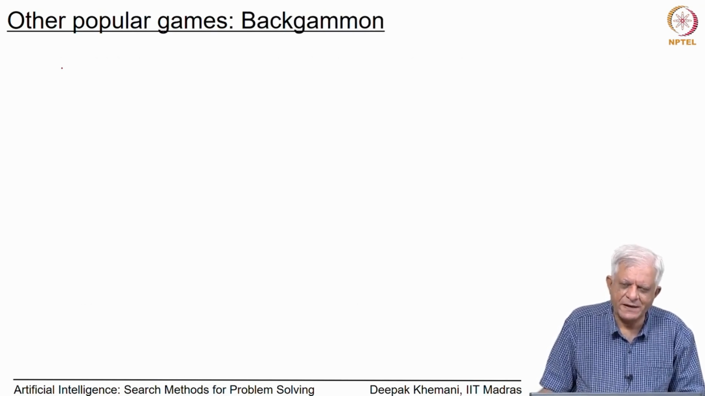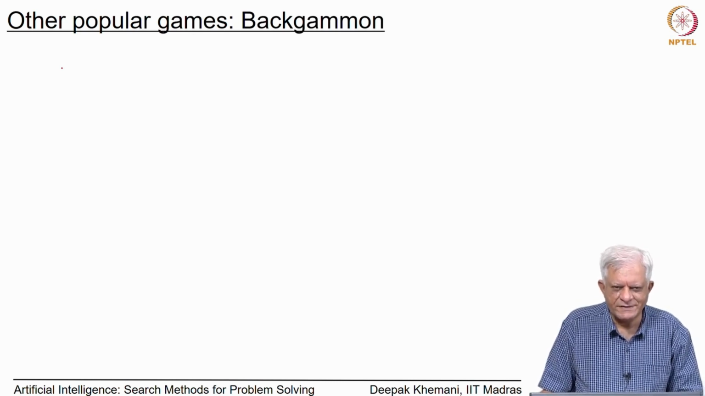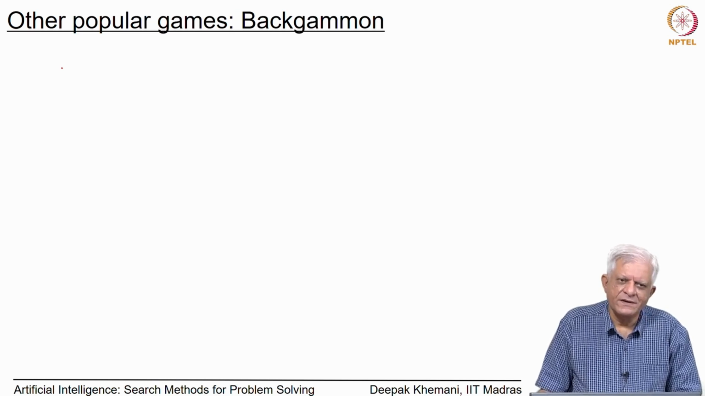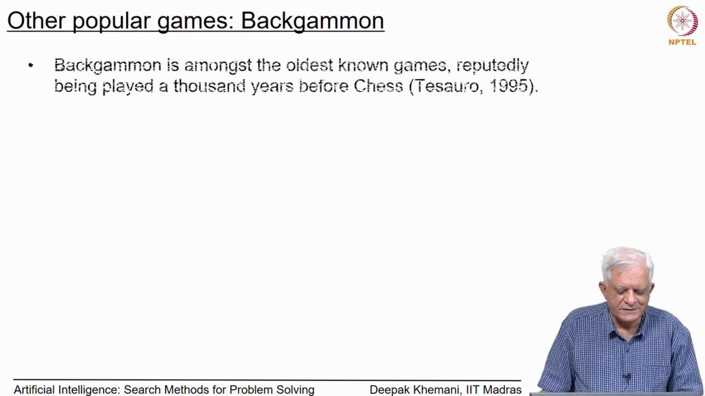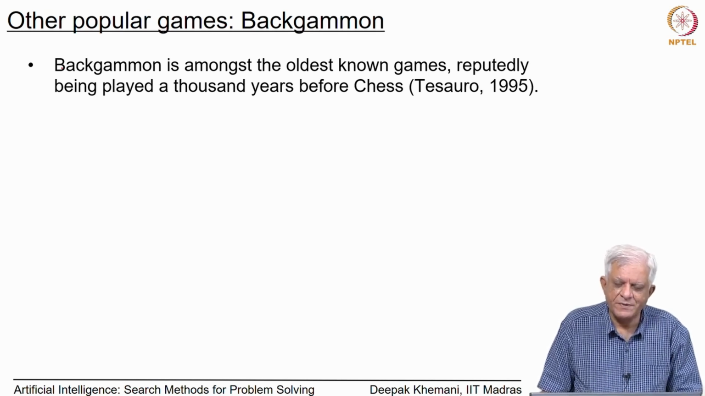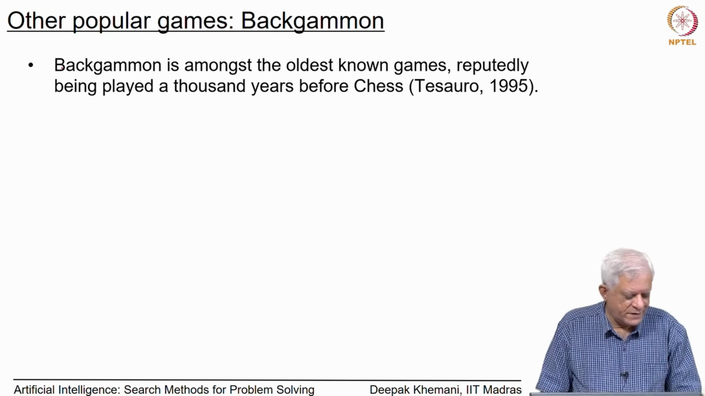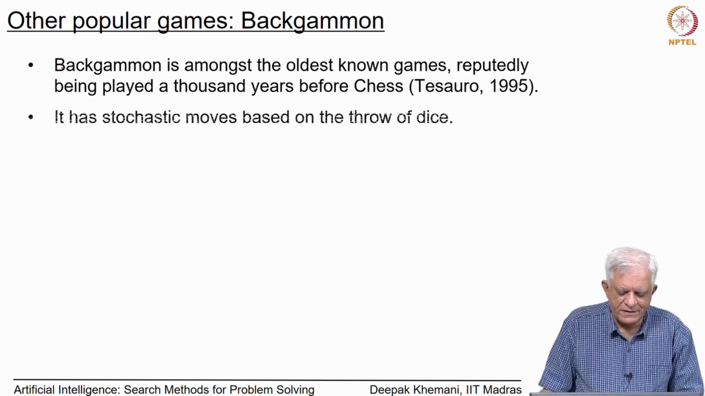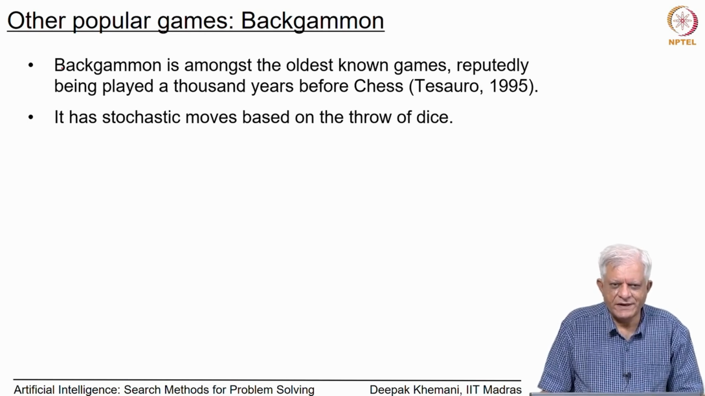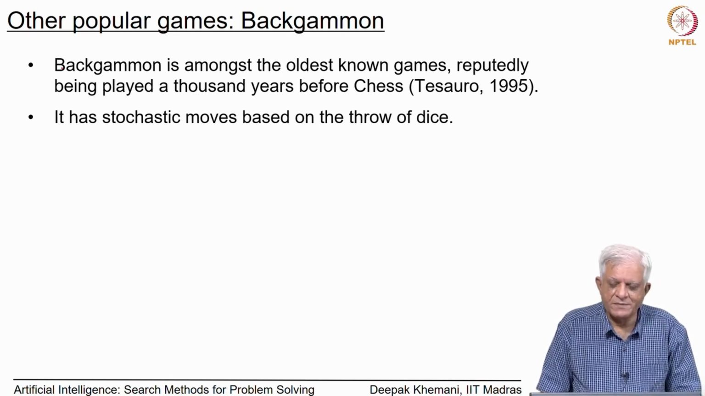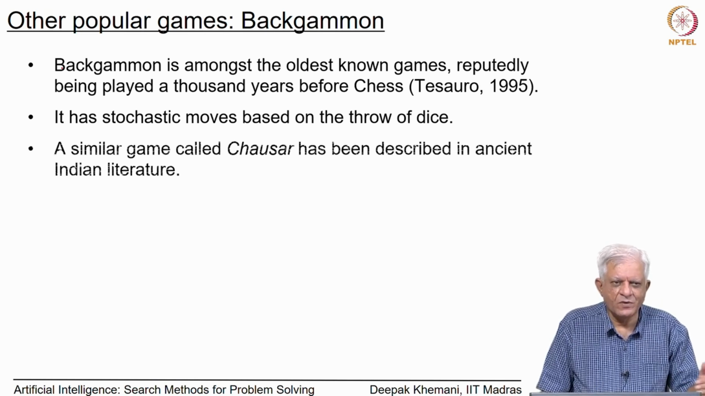Another popular game has been backgammon, which introduces us to the notion of throwing dice, because that is an integral part of the game. Like you might have played the game of Ludo, which is popular amongst children here, or snakes and ladders. It is one of the oldest known games, reputedly played much before chess was invented, and it has this notion of stochastic moves, because you are throwing dice and you do not know what number will show up, and that will tell you how many moves your piece can make.